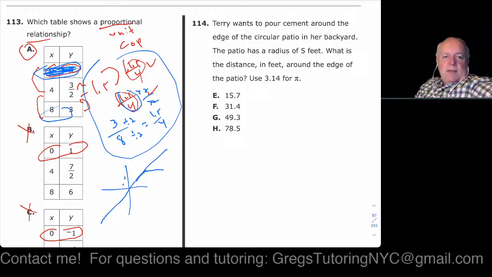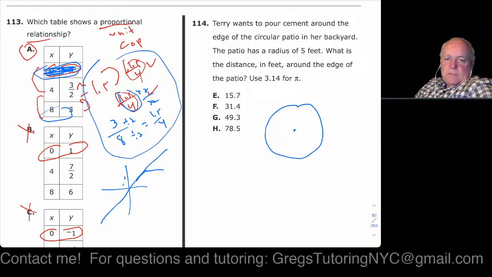All right, and then finally, we are at 114. All right, so Terry wants to pour cement around the edge of a circular patio in her backyard. So let's do that. Let's draw a circle. Why the heck not? Okay, we'll put a center. Okay, the patio has a radius of 5 feet. Let's fill it in. R is equal to 5. I'm going to make it an uppercase R just so it's more prominent.